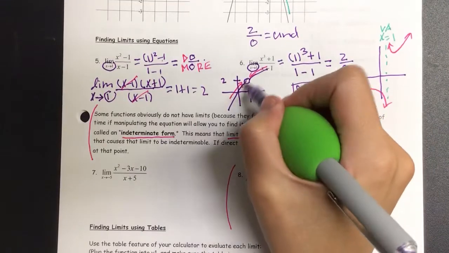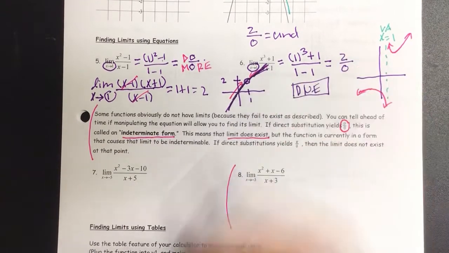That was a bad graph. It's supposed to be straight. Kind of straight.